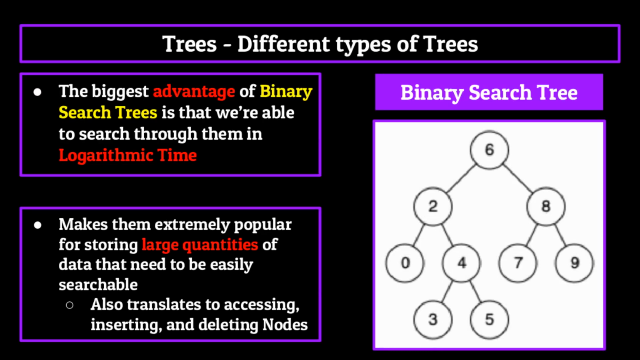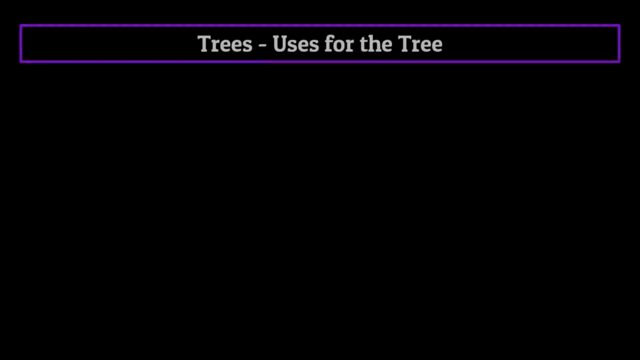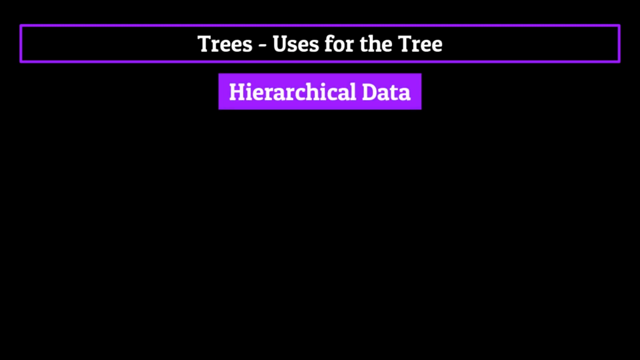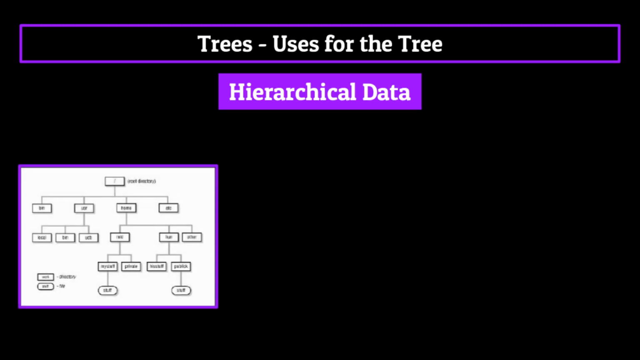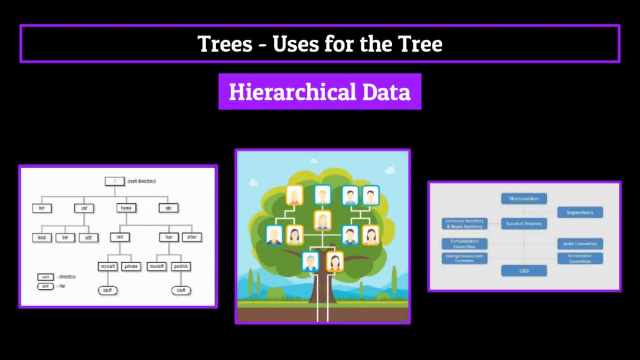Stepping away now from binary search trees and into trees in general, let's talk about common uses for them in computer science. The most common uses for trees in computer science include storing data with a naturally hierarchical structure. These are like the examples we touched upon at the beginning of the segment. Datasets such as file structure systems, family trees, a company's corporate structure, all of these could be stored and implemented using the tree data structure very easily.